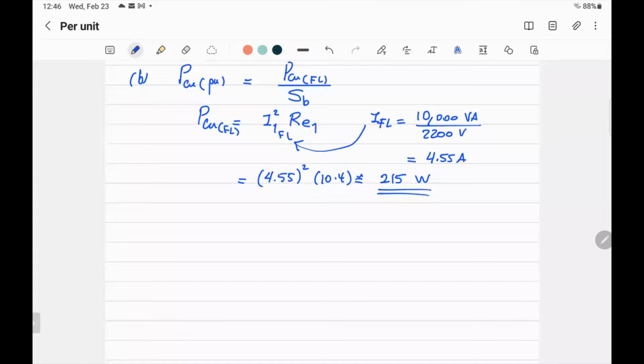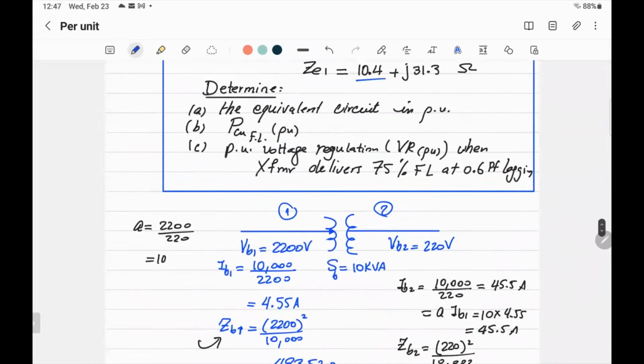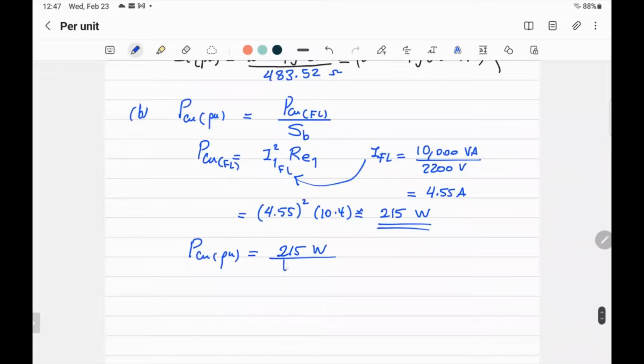You cannot multiply actual value by per unit. I'm going to do the second method when I'm using only per unit, but this one I'm using everything in actual. To find the copper loss per unit, I divide the actual value, which is 215 watt, by the base power. S base is equal to 10,000, right? Yes, 10 kVA.